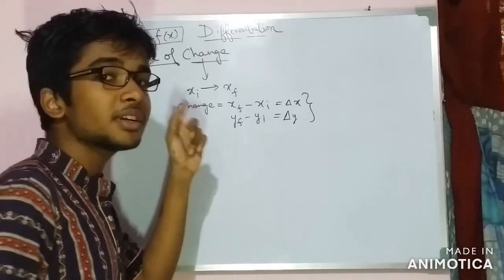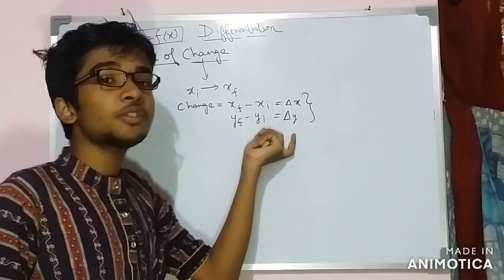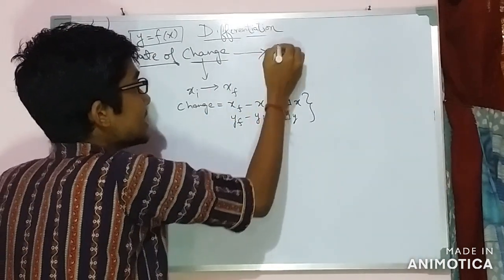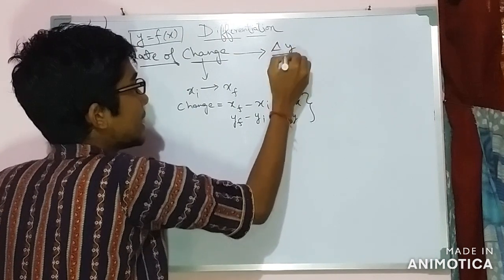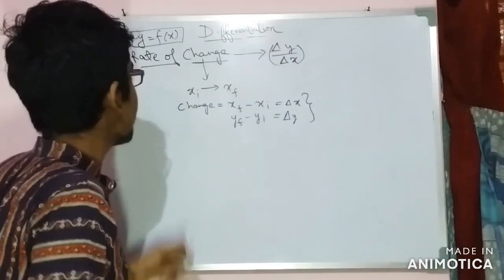Now it is time to understand what is rate of change. Rate of change is simply change in y with respect to change in x. That means we can write it as delta y by delta x, change in y with respect to change in x.